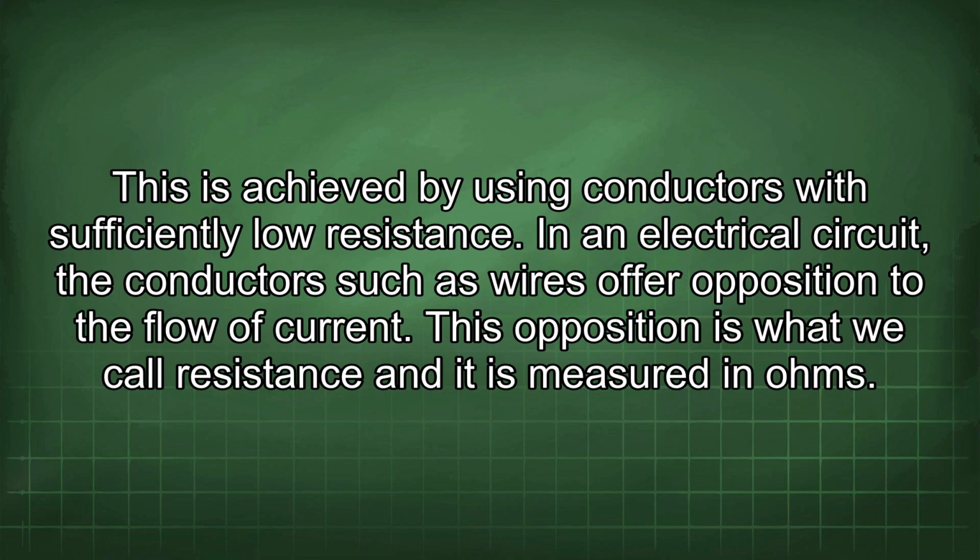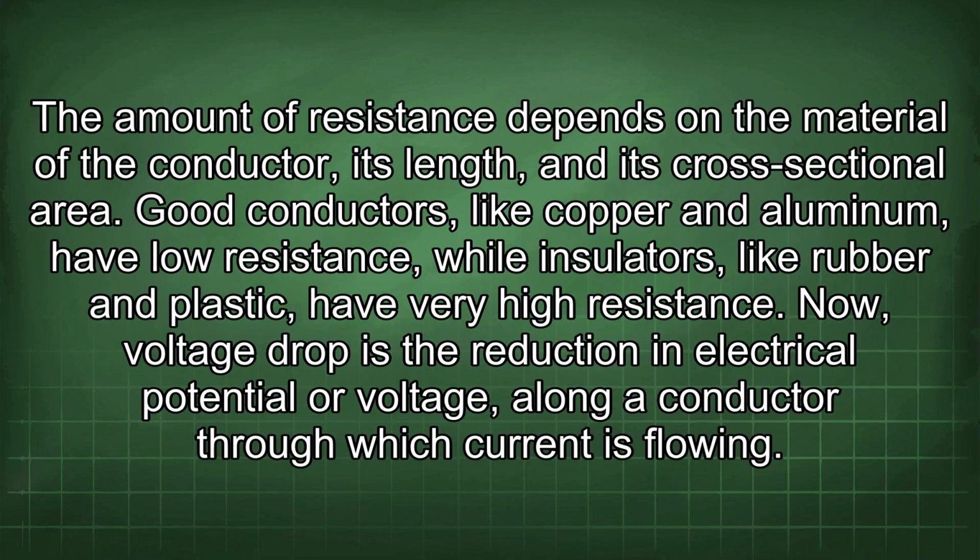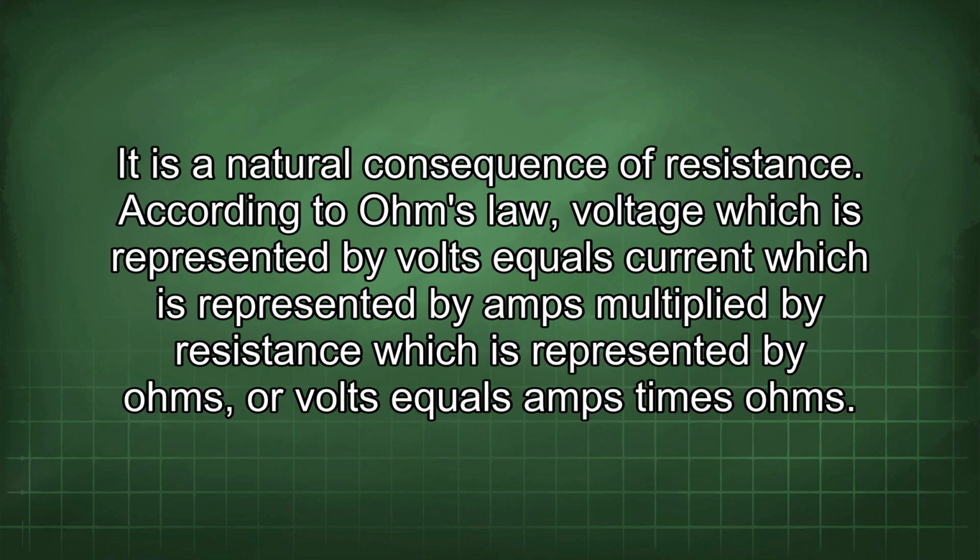In an electrical circuit, the conductors such as wires offer opposition to the flow of current. This opposition is what we call resistance, and it is measured in ohms. The amount of resistance depends on the material of the conductor, its length, and its cross-sectional area. Good conductors, like copper and aluminum, have low resistance, while insulators, like rubber and plastic, have very high resistance. Now, a voltage drop is the reduction in electrical potential or voltage along a conductor through which current is flowing. It is a natural consequence of resistance.